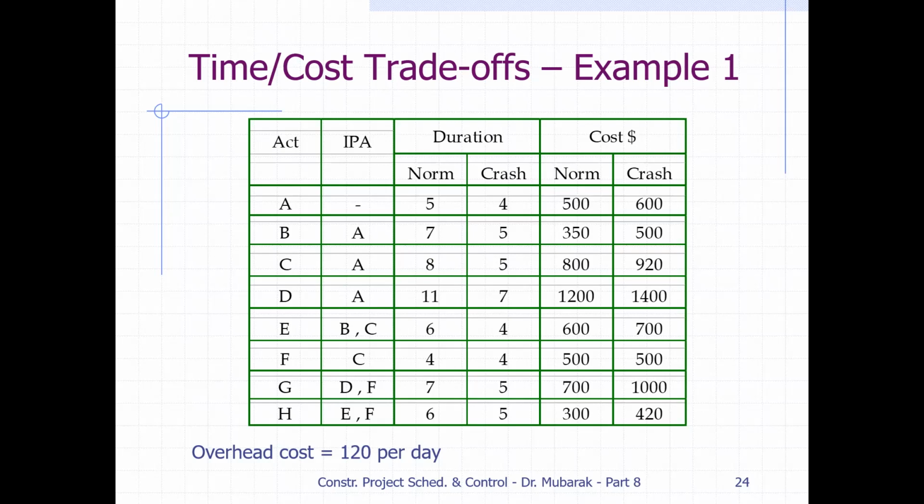So the given data is that there are activities A, B, C, D, E, F, G, H, and the IPA list is given. Then the normal duration is given and the crash duration is given. The normal cost column and the crash cost for each activity are given. So this is the given data. If we know the activities and the IPA, we can draw the node diagram. Overhead cost is also given, 120 real per day, or dollar per day. Here it is dollar, so we can also assume dollar on this side.